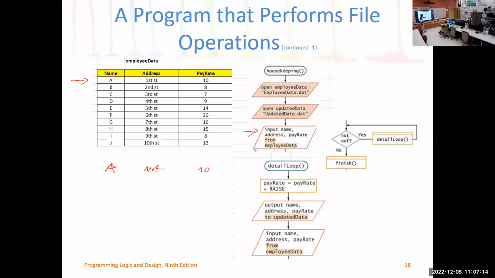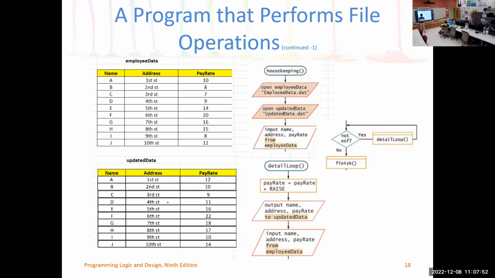Now when you go to the detail loop, you do everything from the first record until the last record. Is it not the end of the file? For every iteration of the loop, what do you do? You just do the action of increasing the pay rate by 2. See this one reading, that you have input here. Now you write it into the new file. That's why you have the output here. Write it in the new file: A, First Street, and 12, and you move on. You move on to the next employee, the next record in the database. So the process is very simple for this one.